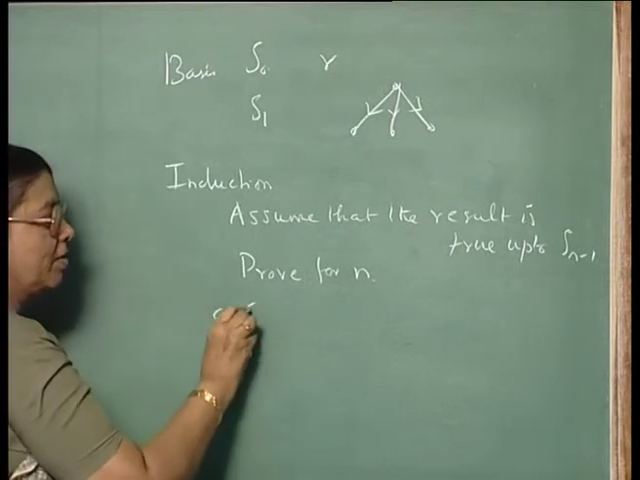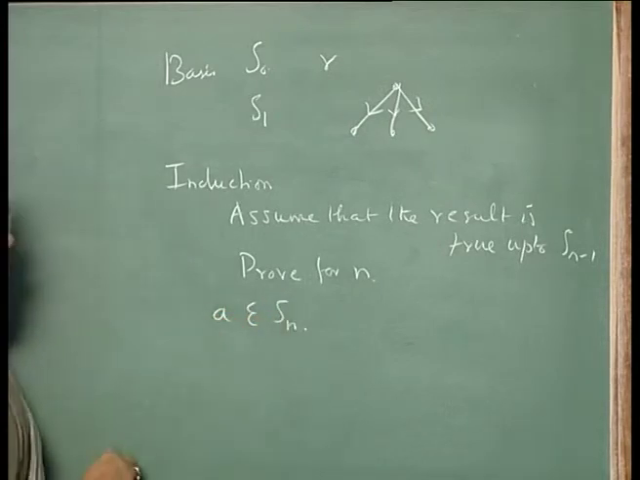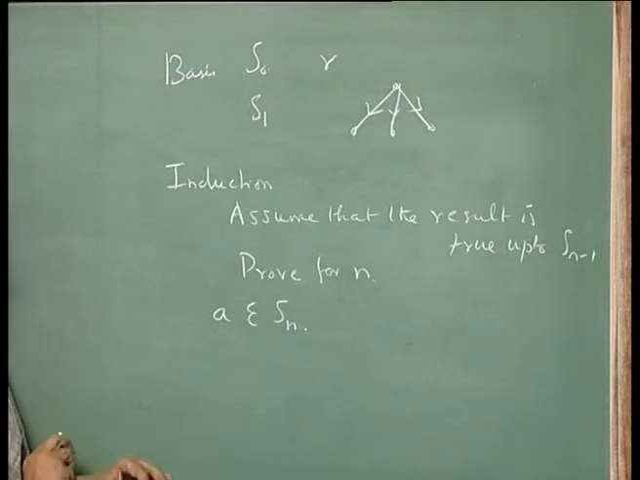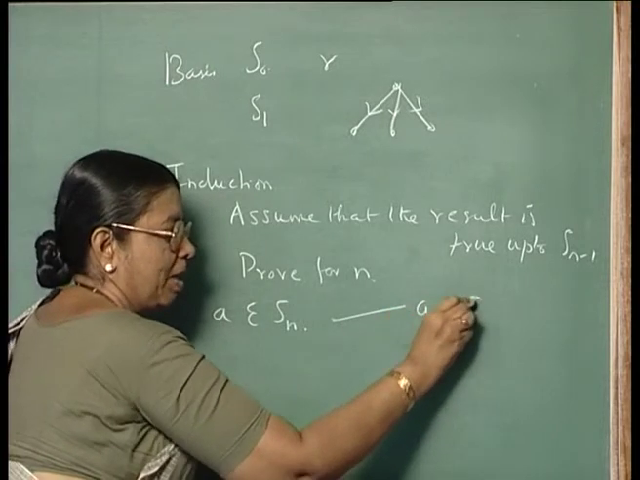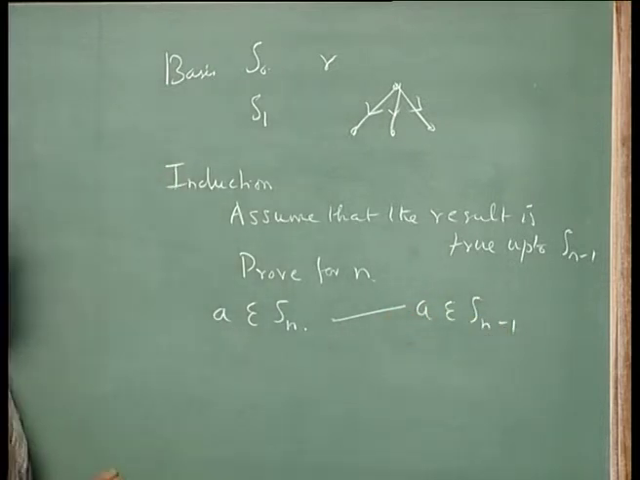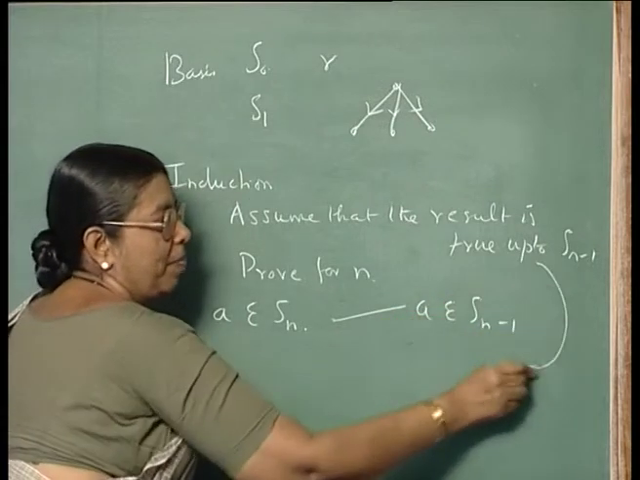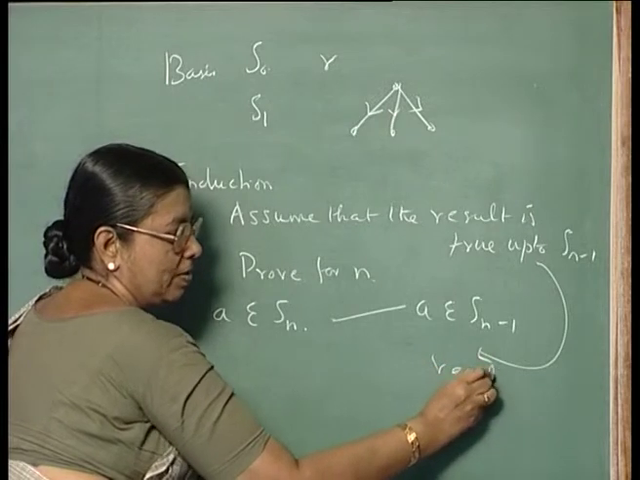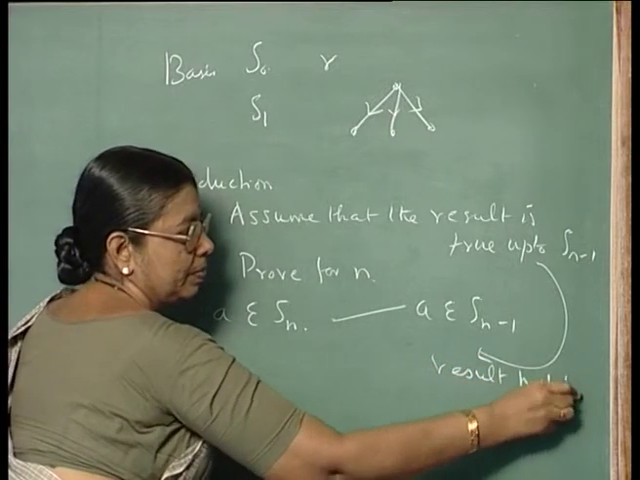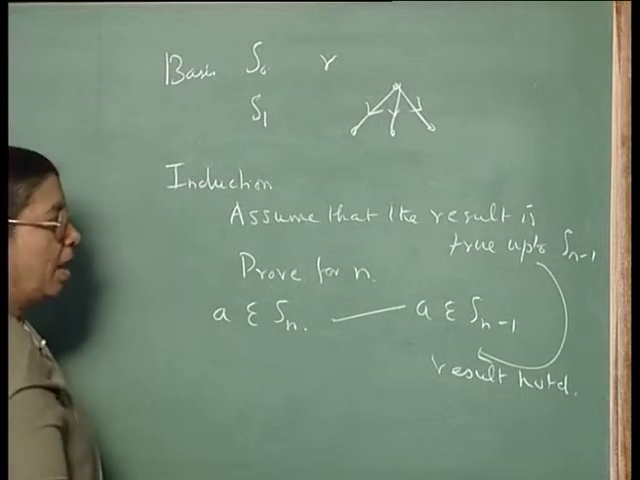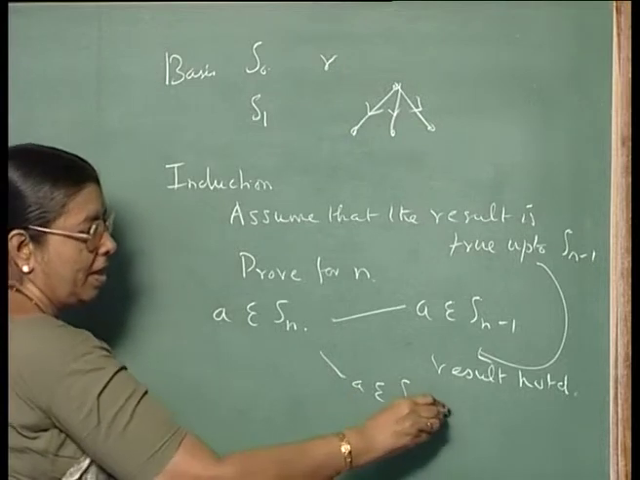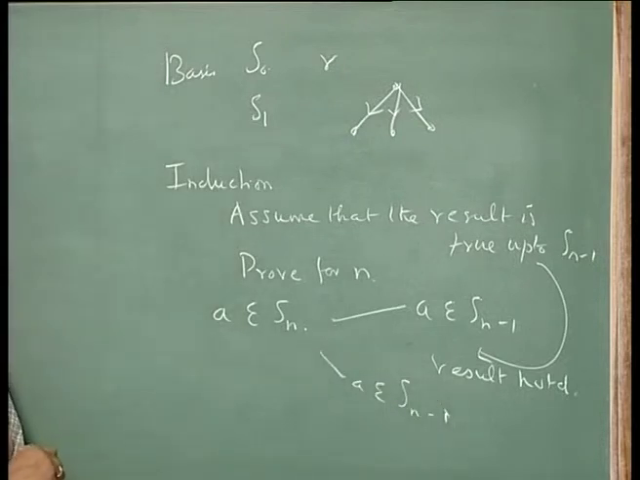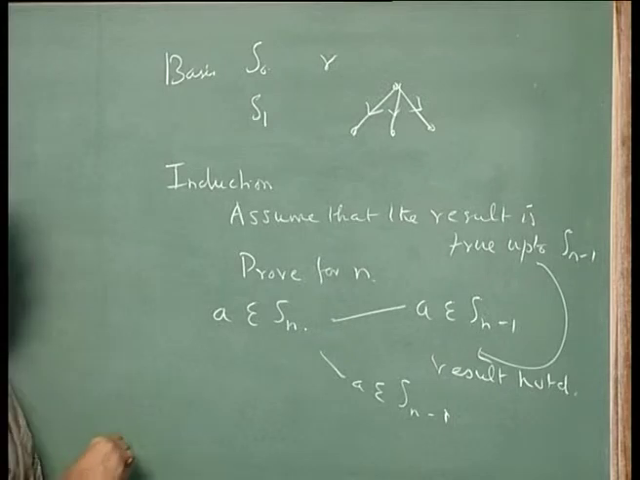So, suppose A belongs to Sn, there are two possibilities. One is A belongs to Sn minus 1, that is the length of the path from the root to A is less than or equal to n minus 1. Then by the induction hypothesis the result holds. The other thing is A does not belong to Sn minus 1, that means the path from the root to A is of length n.